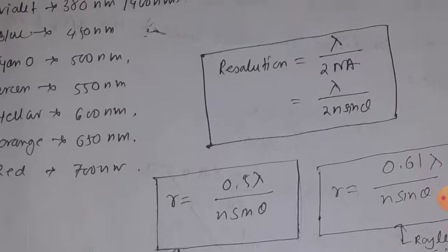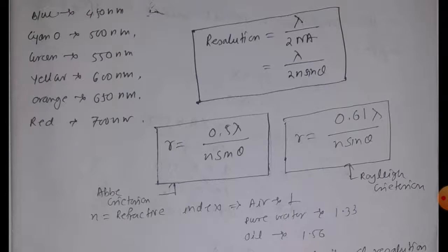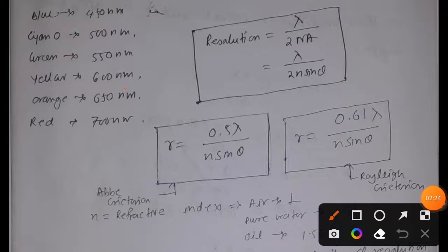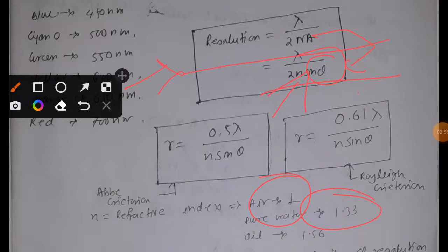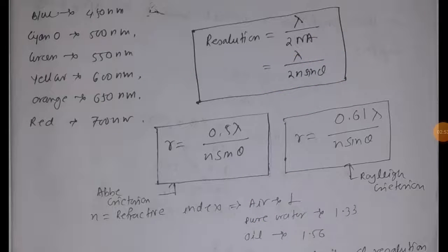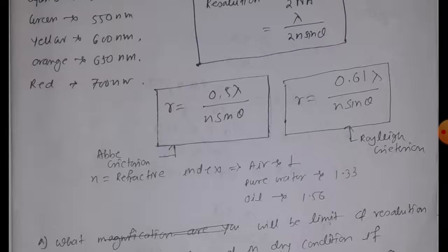Here the important mathematical question mainly comes from resolution. We have already discussed the mathematical formula of resolution, that is lambda by 2NA, that is wavelength by 2 into numerical aperture. And numerical aperture we can also write as small n sin theta, right? Theta is half of the aperture angle, and small n is our refractive index. Refractive index is 1 for dry air, 1.33 for pure water, and 1.56 for oil, that we are using in case of oil immersion, right?